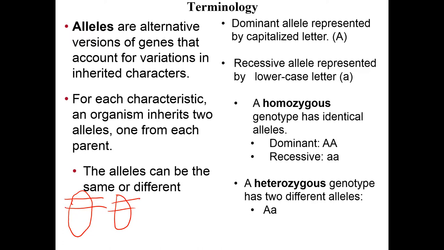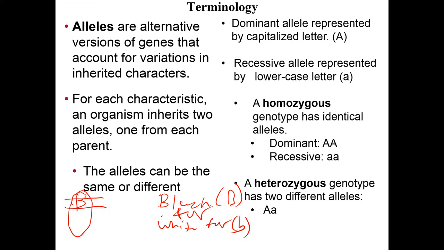All right, you can have, let's say, black fur. Now let's say you can have white fur. Let's say the black fur is dominant. Now let's say the white fur is recessive in terms of the alleles. An individual that has black fur can have two copies of a dominant allele, or a copy of a dominant and a recessive allele. An individual with white fur is going to have two copies of the recessive allele.